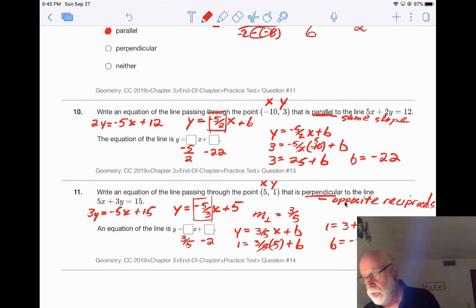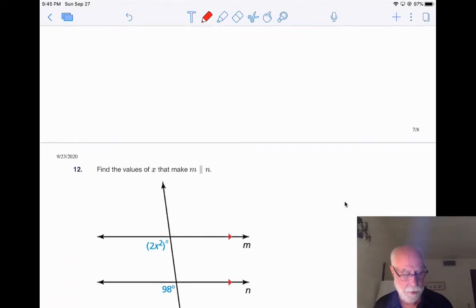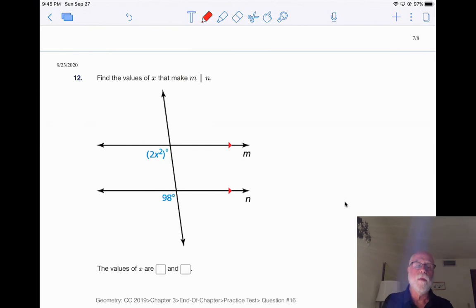Okay. And then finally, our last problem. So we've had some pretty nice ones here. Okay. Last one's a thinker, but you can still do it, ladies and gentlemen. It says, find the values of x that make m parallel to n. Again, since they want us to show that they are parallel, we look for Z angles, C angles, or F angles. On this test, for some reason, you got a lot of F angles. Those aren't the only ones, though.